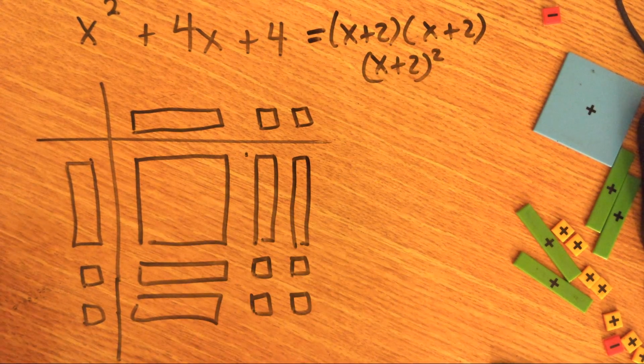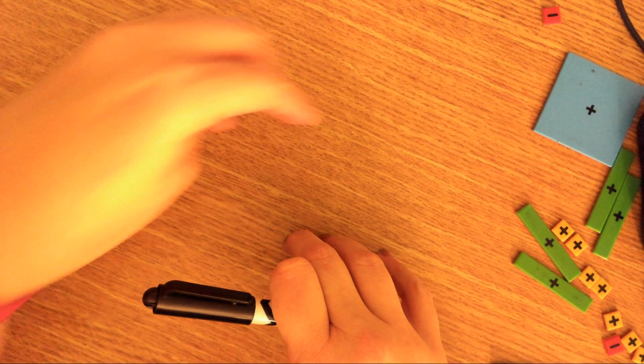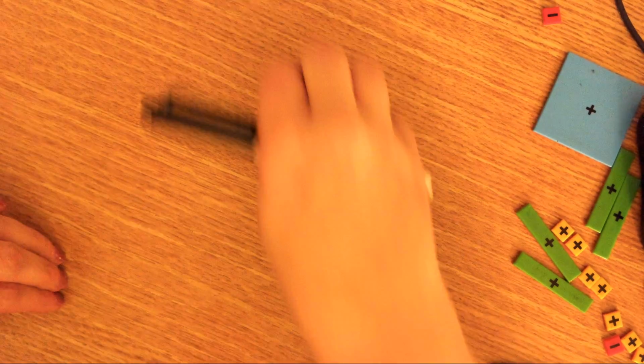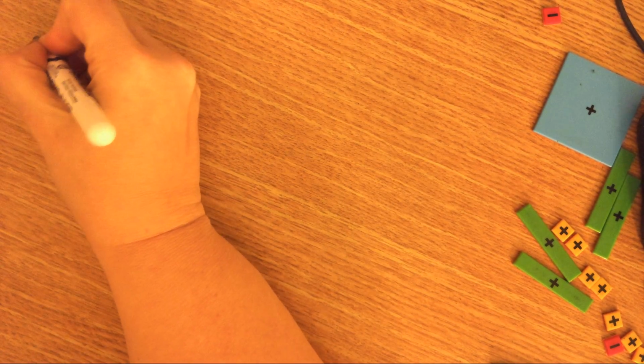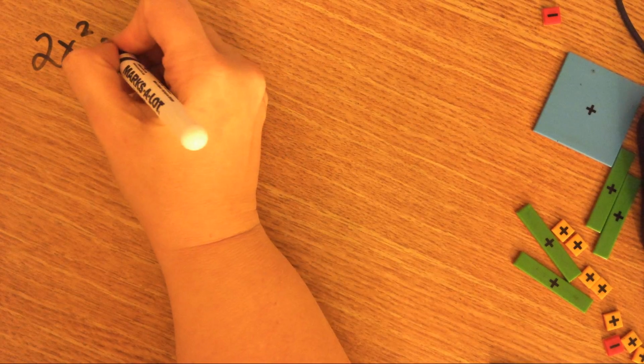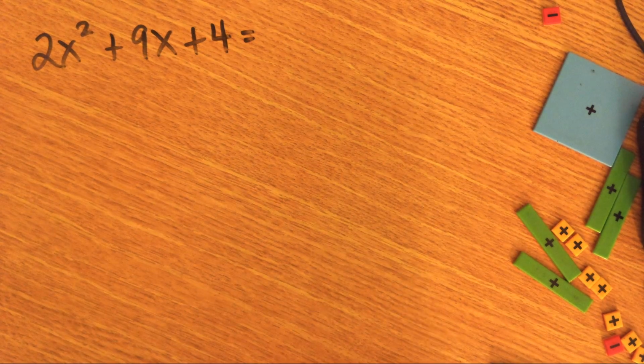Okay, so that one was kind of easy, and that was not a complicated one. Okay, but it followed the rules. Again, the rules are we have to have our x's up here, our 1's down here. We have to have same sign in both places. These are vertical. These are horizontal. Okay, so let's try one that's a little harder, okay? The next one we're going to try is 2x squared plus 9x plus 4. We're going to figure out what that's equal to, okay?